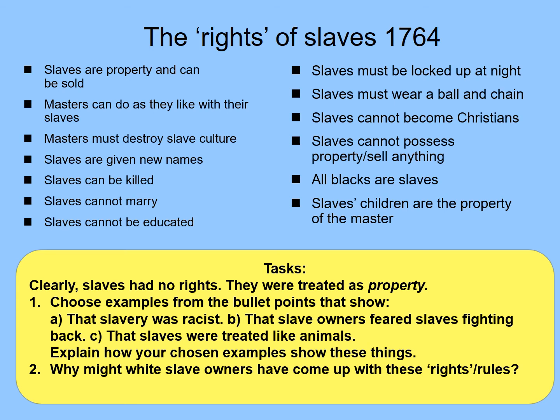So why might white slave owners have come up with these rights and rules? Well, they wanted to restrict the freedoms and rights of their slaves and actually codify that so that all slave owners were doing this. That way, there couldn't be this sense that some slave owners were kinder than others in some way and that they should all be playing by the same inhumane rules. Remember that none of this is done for the benefit of the slaves themselves. Far from it. It's done to harm them.